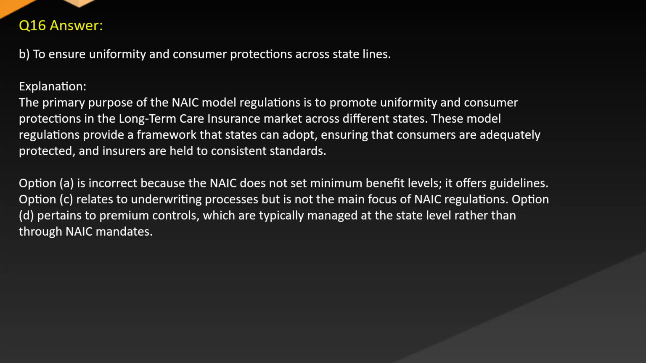to consistent standards. Option A is incorrect because the NAIC does not set minimum benefit levels, it offers guidelines. Option C relates to underwriting processes, but is not the main focus of NAIC regulations. Option D pertains to premium controls, which are typically managed at the state level rather than through NAIC mandates.